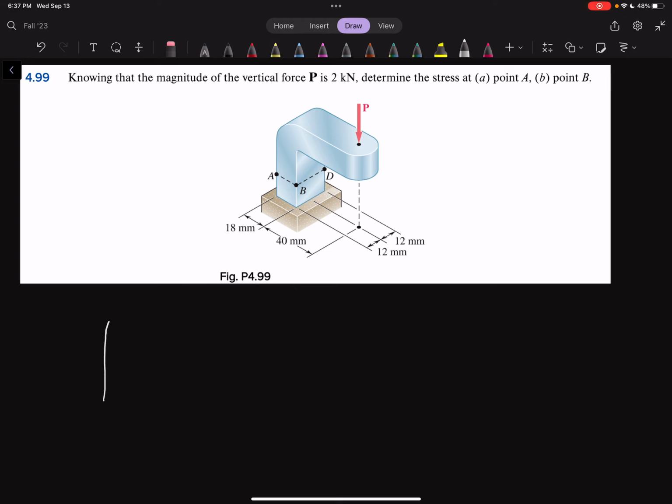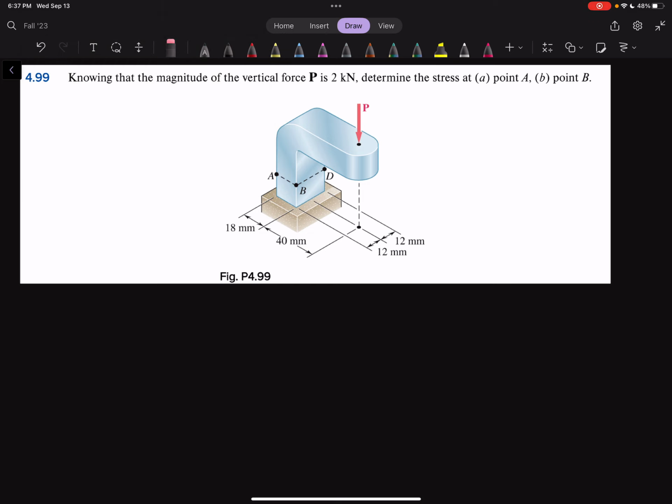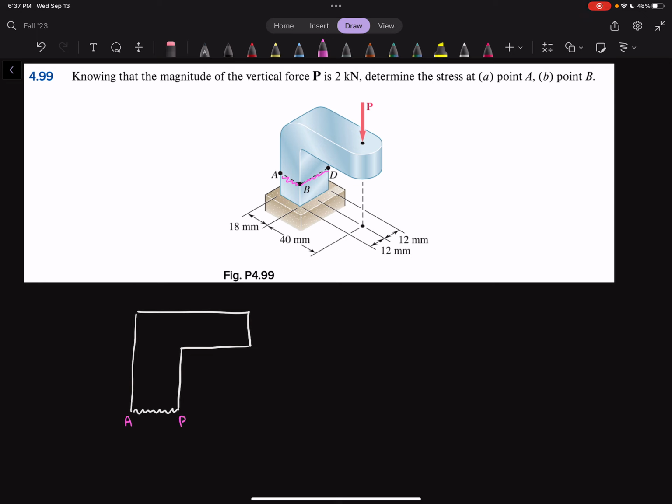So if I draw a free body diagram, no, that's super bad. I'm gonna do this again. If I draw a free body diagram of this guy, I know a couple things. So I'm gonna cut here. That's the equivalent of cutting here. So I'm gonna have my A here and my B here. You're not gonna see the other two. I'm gonna have my load P, that's 2 kilonewtons.